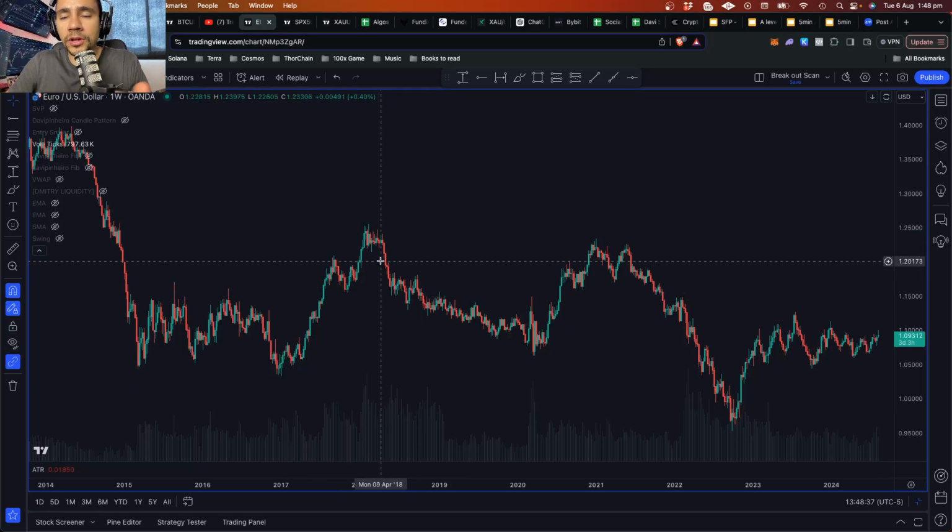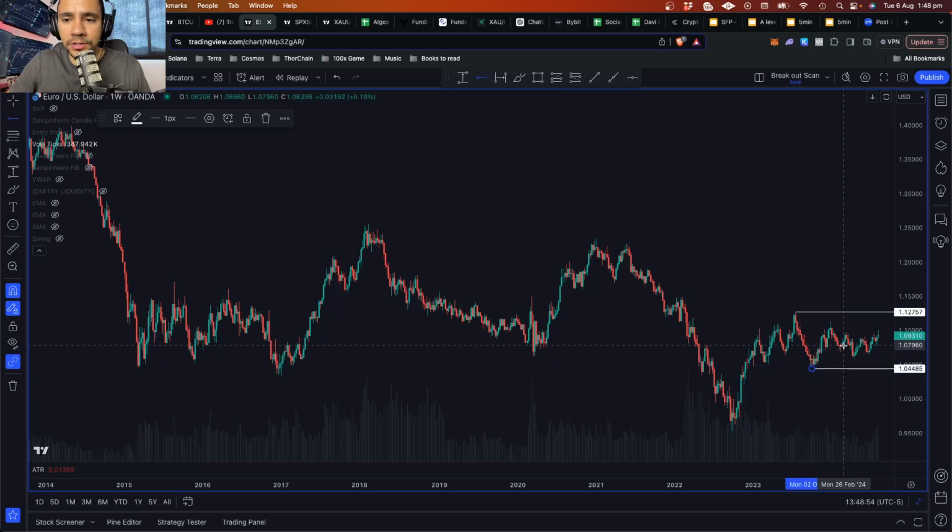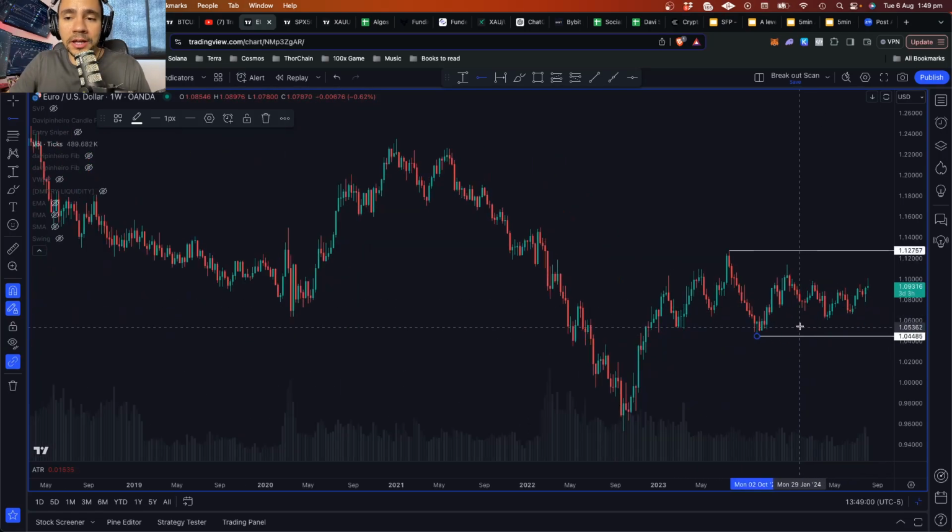So my view on Euro USD is quite neutral right now, because if you pay attention to what the market is doing here on the weekly, it is just inside of a range, and we are just in the middle of the range. Whenever the market's in the middle of a range, there's not much to do, not much to say. Obviously, the best levels on this chart are this one and this one, and this is just a range, so it can go either side.